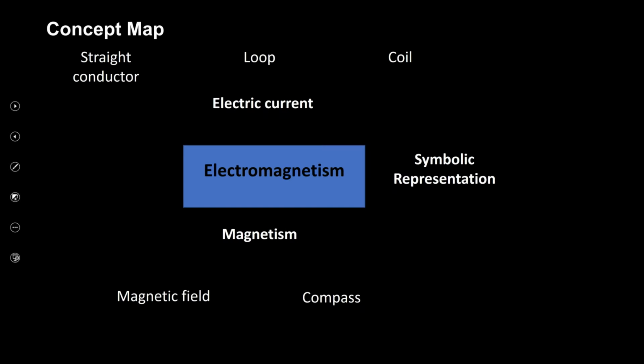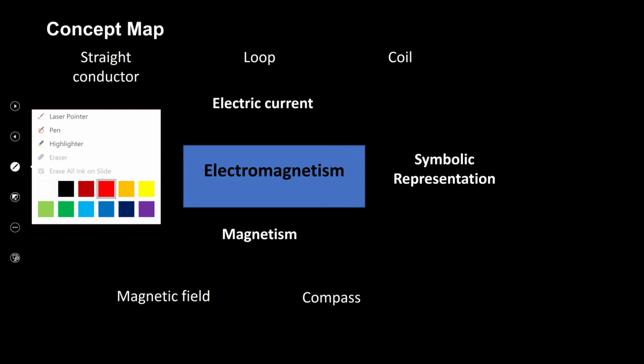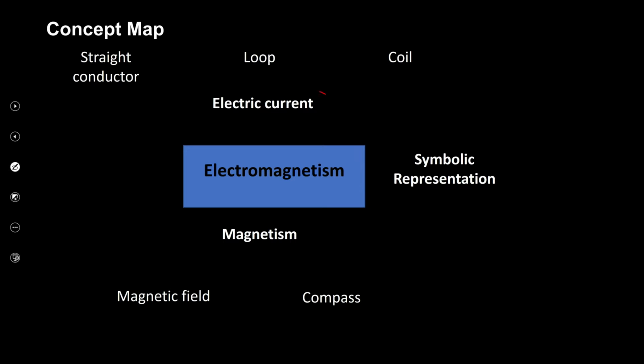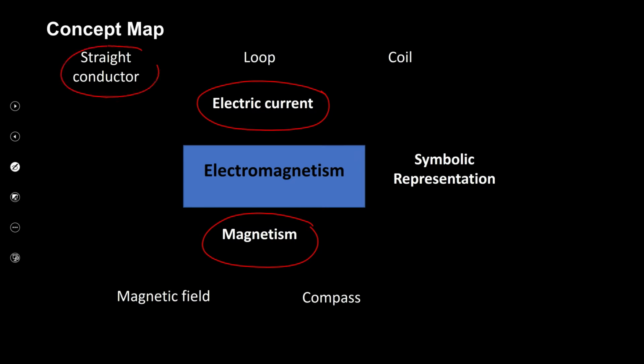If you remember, electromagnetism deals with an important idea. It deals with the relationship between electric current and magnetism. And in the first instance, we recognize that when you have an electric current, whether it be in a straight conductor, a loop, or even a coil, it can produce a magnetic field. That's the first relationship we're going to look at.